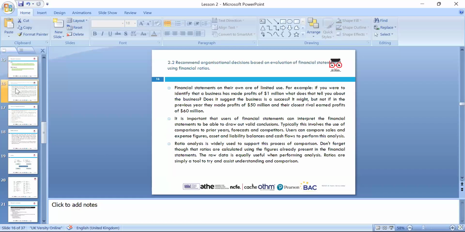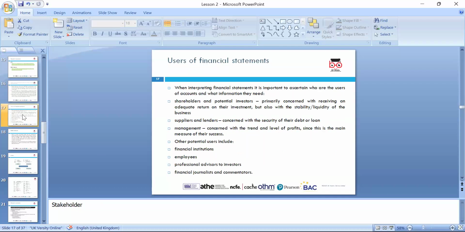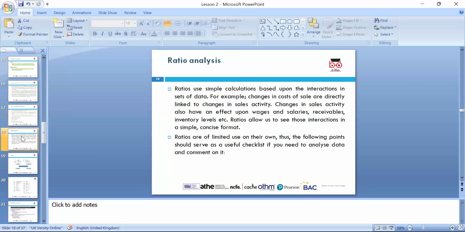Okay, 2.2 is the recommended evaluation of the financial statement and the ratio. Ratio is the relationship between two numbers, and we measure the performance. We use the financial ratios to measure the performance. So we look at the users of the financial statement. There are different users like employees, stakeholders, government, managers, and they can make decisions by looking at the performance of the company.